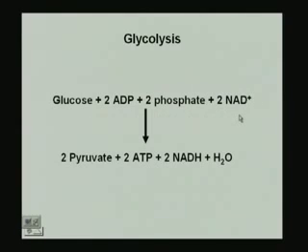This is the overall reaction. We have glucose plus 2 ADP plus 2 Pi, that is phosphate, plus 2 NAD+ going to 2 pyruvate plus 2 ATP. So you are generating ATP here also, plus 2 NADH plus H2O. So we are going to look at each of these steps and see how you have ATP consumption, ATP production, and finally we are going to take an account of where we are using ATP, where we are producing ATP.